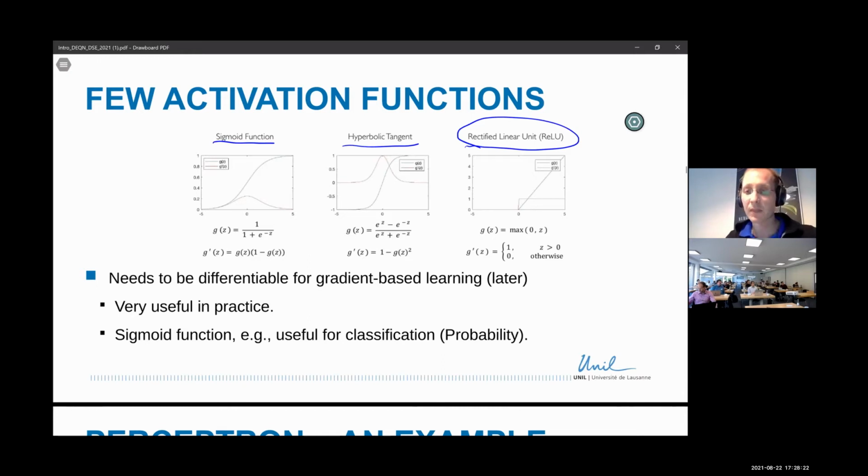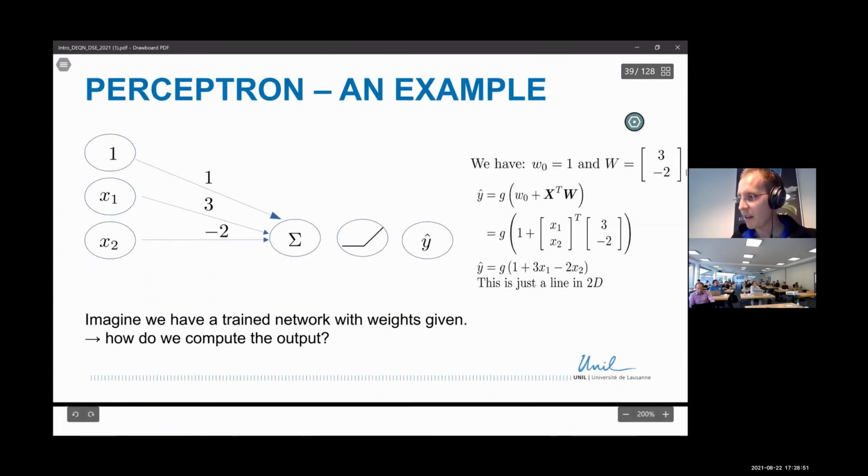And as you will see in a moment, the important point about these nonlinear activation functions is that they are differentiable. And why is this useful? As you will see, when we want to find the optimal parameters of the neural net, we need to know the gradient, obviously, because we want to optimize.